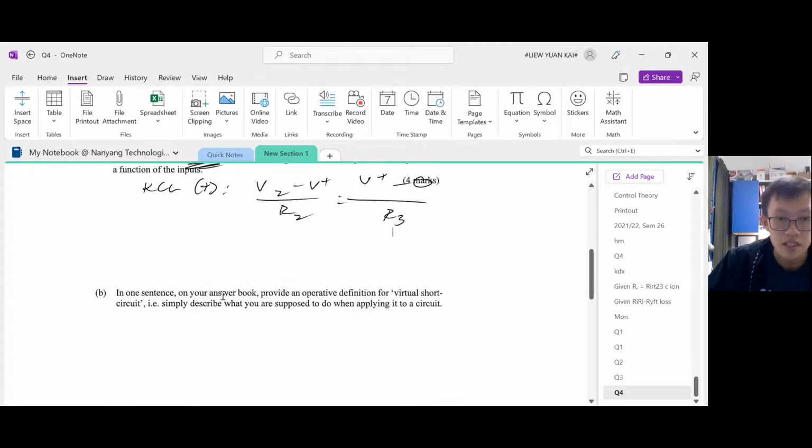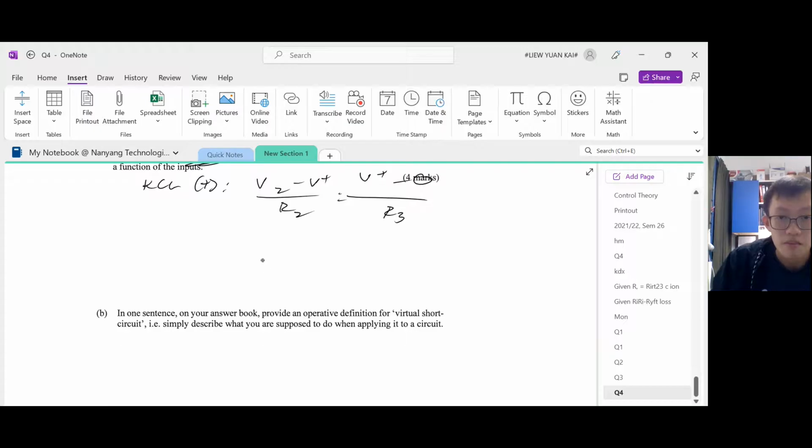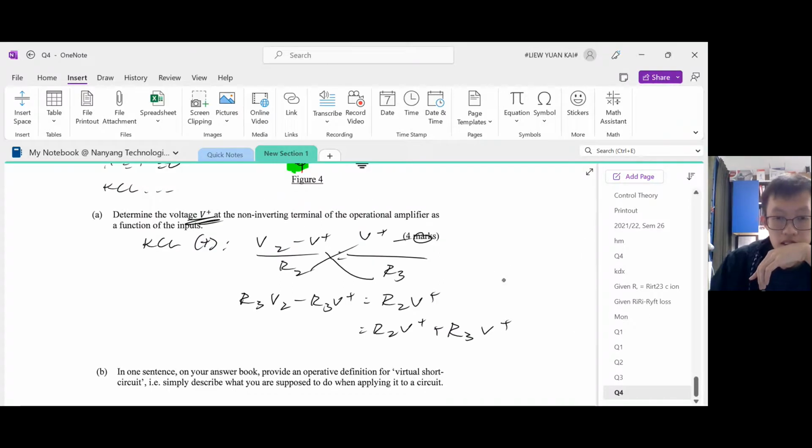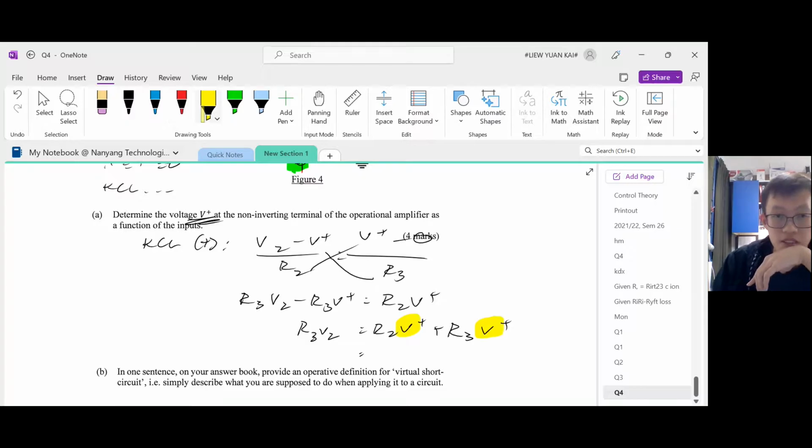Okay, so our objective is to make V plus the subject. So I'm going to multiply R3 to this side. We get R3 V2 minus R3 V plus equals to multiply R2 to this side, R2 V plus. Then move all the V plus terms to one side. We get R2 V plus plus R3 V plus. R3 V2 will be left here. Then you can see you can factorize out V plus here.